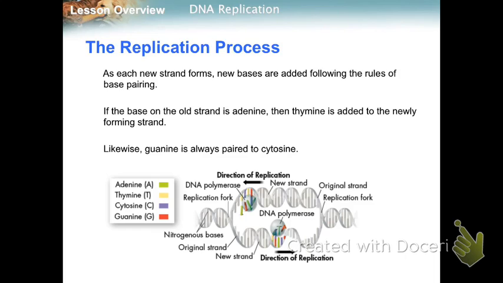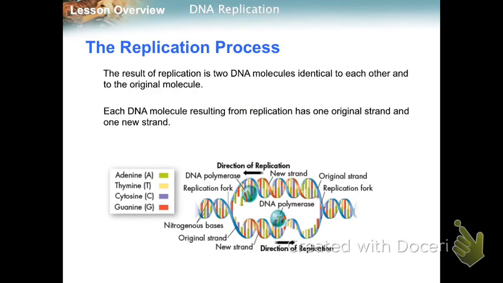New bases are added following the rules of base pairing, and the enzyme that adds those new bases is called DNA polymerase. Remember that nucleic acids are only one example of the different polymers we've talked about. So a polymerase is an enzyme that creates a polymer. In this case, it's the polymerase that creates DNA polymer. How this works is if the base on the original strand is adenine, then thymine is added across from it. And then again, guanine is paired to cytosine. So the base pairing rules are followed.